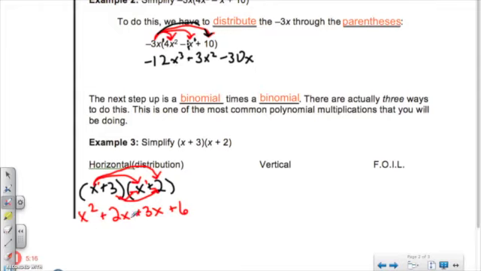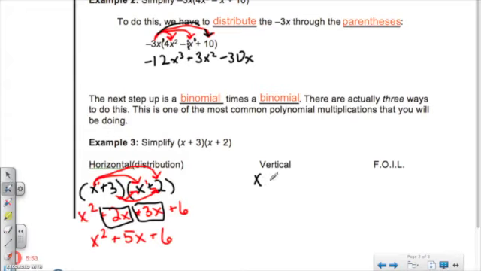Well, x squared doesn't have any like terms. There's no other variables that have an x with an exponent of 2, so that means x squared gets to stay put. 2x, positive 2x, and positive 3x are like terms. They have the same variable and they both have an exponent of 1. So those get to be combined, and 2x plus 3x is 5x, and then my 6 is the only constant. So it goes here.